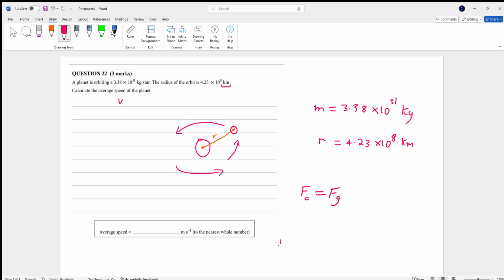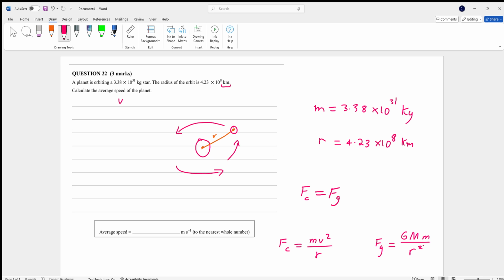Now centrifugal force is given by this formula here in our data sheet: mass times velocity squared over the radius at which it's orbiting. The gravitational force between two bodies is the gravitational constant times the mass of one body times the mass of the other body, over the radius squared, or the distance between them squared, basically.